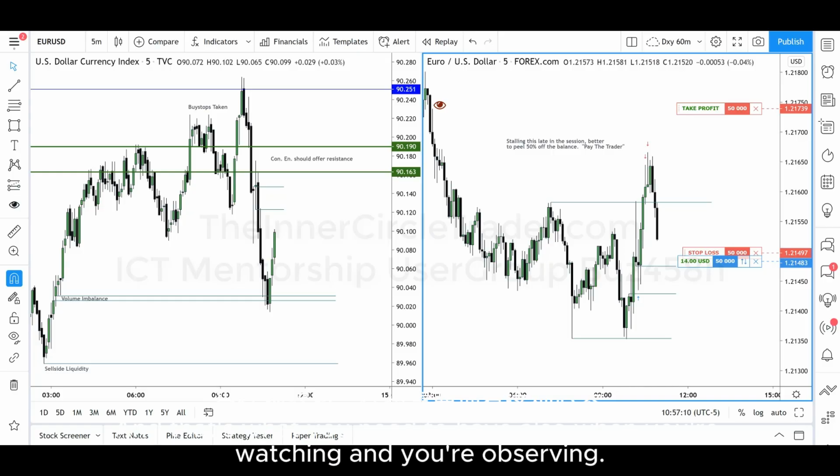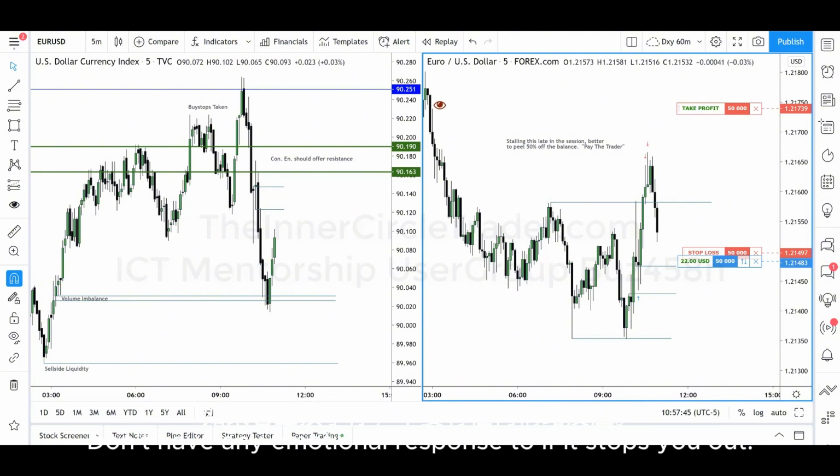And that's what you need to have also when you're watching and you're observing. Don't have any emotional response to if it stops you out. You're learning. You're watching what price is doing. You're not trying to be right all the time. You're learning how price moves and how it creates these candles.